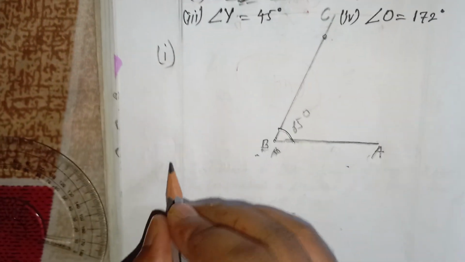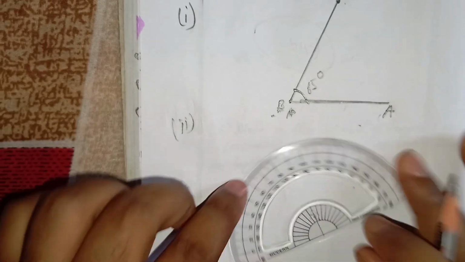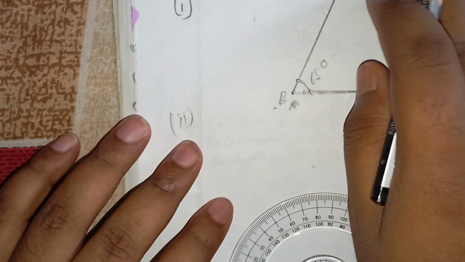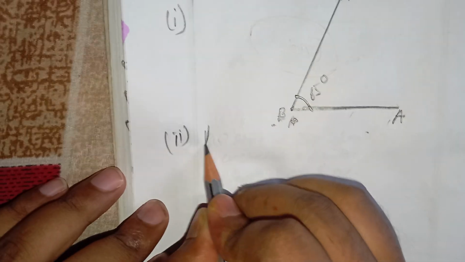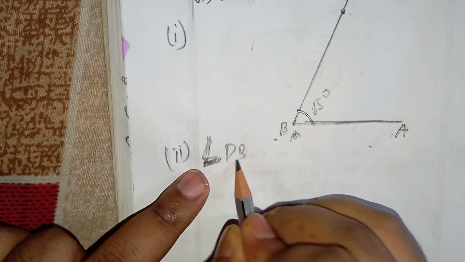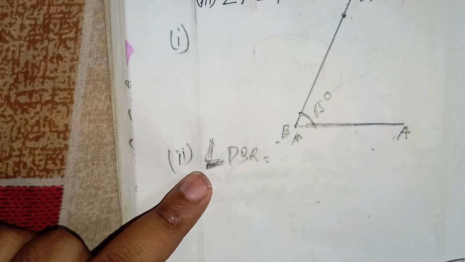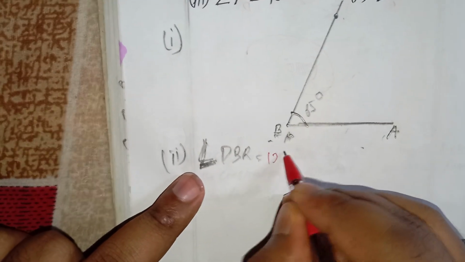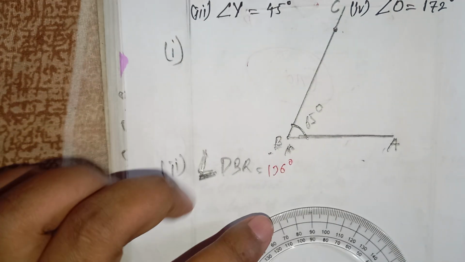We don't have a lot of space, but let's see. The second one is telling us this is an angle. This symbol means angle only. It is telling PQR. How much is it? 136 degrees. You have to create a 136 degree angle.